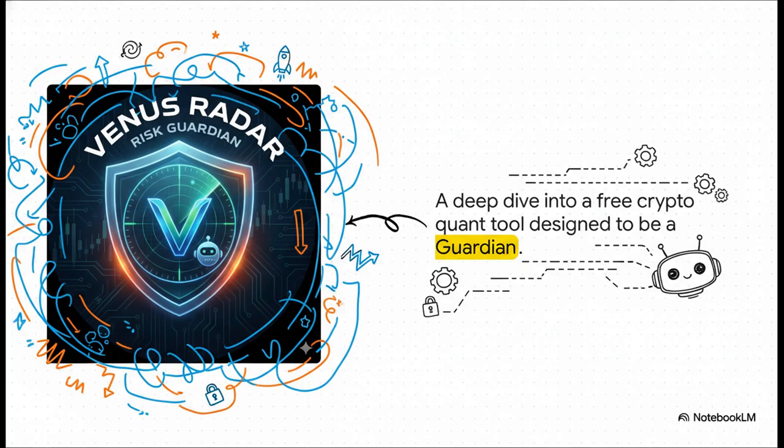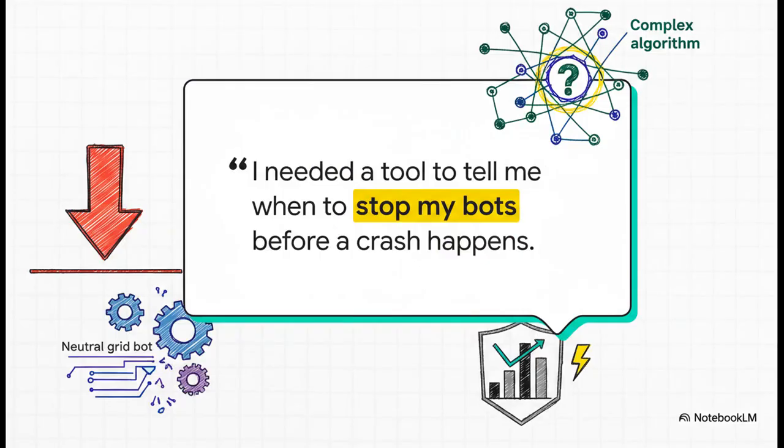Well, to get its logic, we have to start with the specific problem it was built to solve. Every great piece of software starts by scratching a real itch. And this quote from the creator of Venus Radar gets right to the heart of it. This wasn't some abstract project. It was born from a real need felt by traders using what are called neutral grid bots. Now, that strategy is great in a stable market, but it gets absolutely crushed by a sudden one-way move. The entire complex algorithm we're about to walk through is built to answer this one simple but super critical question.